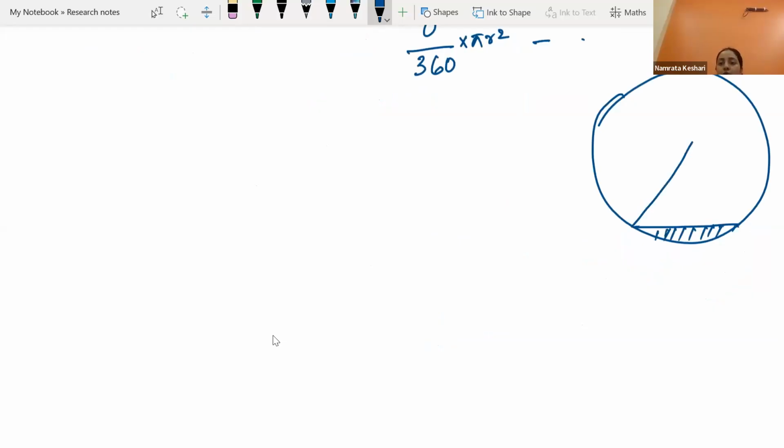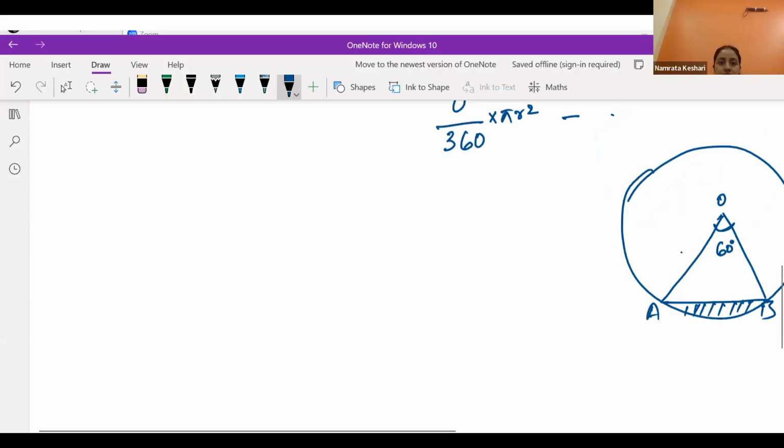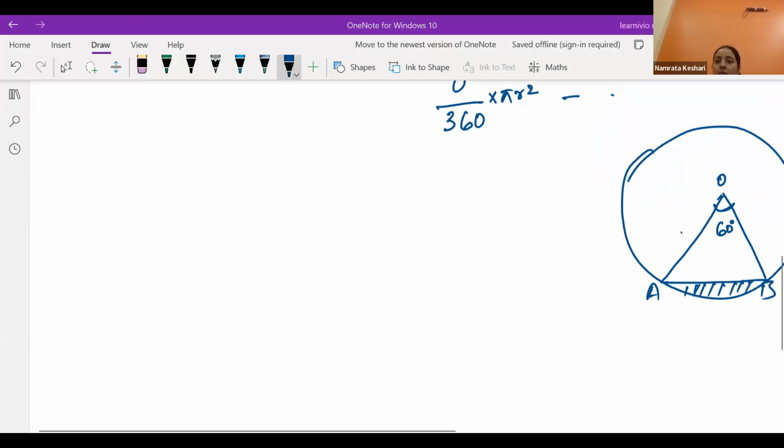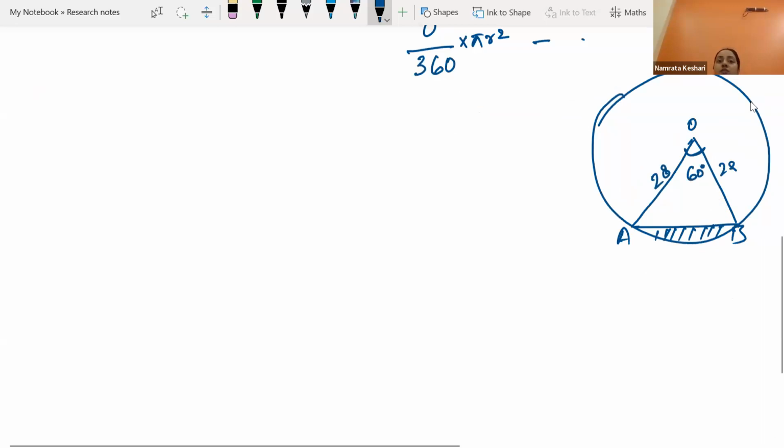Here we found that the angle was 60 degrees. Okay, it was 60 degrees. And in triangle OAB, OA and OB both are radii, right? So this is also 28, this is also 28, which is given in the question. Now it looks like an equilateral triangle, yes or no? One of the angles is already 60 and we are going to say that the other two angles will be the same. Angle A will be equal to angle B.